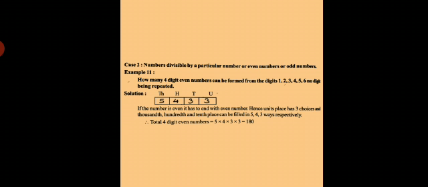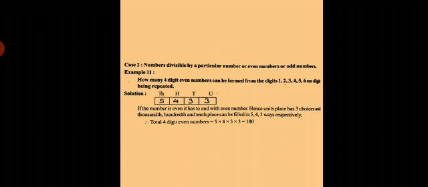If the number is even, it has to end with an even number. Hence, the unit place has 3 choices, and the 1000s, 100s and 10s places can be filled in 5, 4, 3 ways respectively. First you complete writing 3 at the end. We will write any one digit among the 3. So out of 6 digits, if we write 1, the remaining 5 will remain.